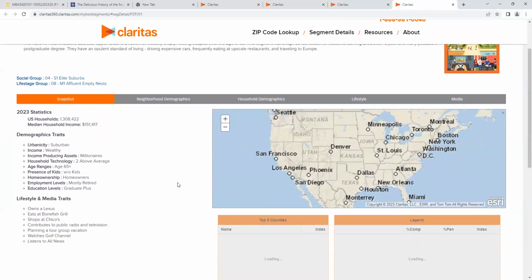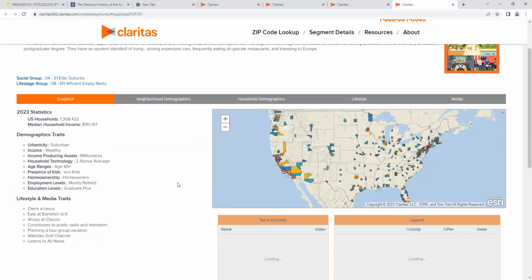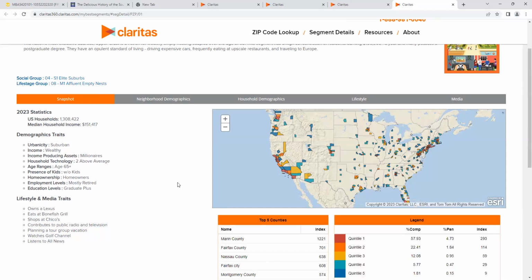So lifestyle, we don't own a Lexus. They own a Lexus. They eat at the Bonefish Grill. They shop at Chico's. They contribute to public radio and television. They plan a tour group vacation. They watch the Golf Channel, and they listen to all news. Folks, it's accurate, okay? It sounds funny, but it's true, okay?